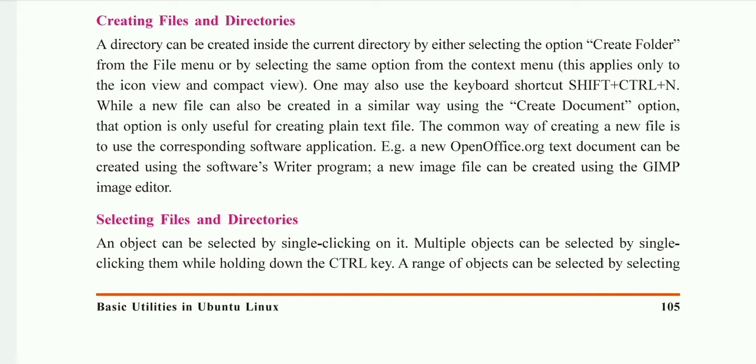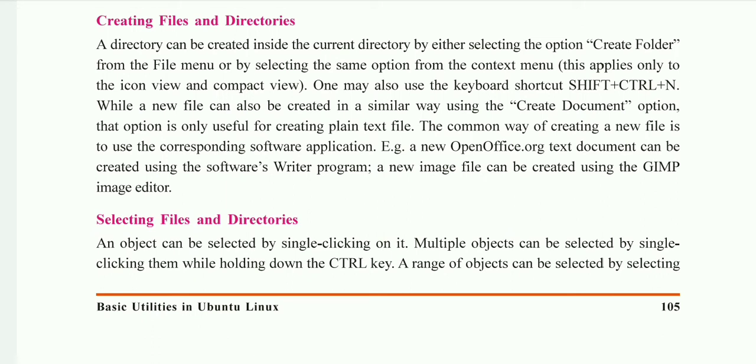So same as here, if you want to create a new file in OpenOffice.org, then the text document will be created in the software's Writer program. Then a new image file can be created using the GIMP image editor. It means first you have to open that application program, then go to the File and New option. So like this you can create new files.